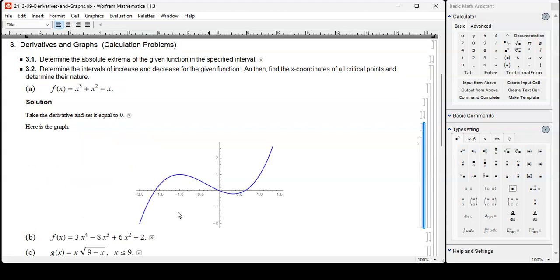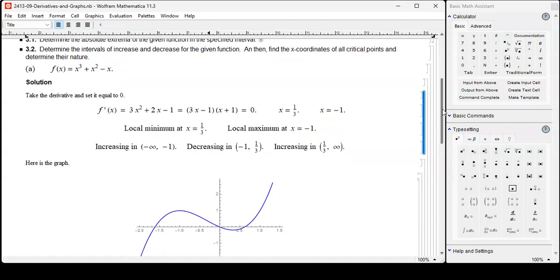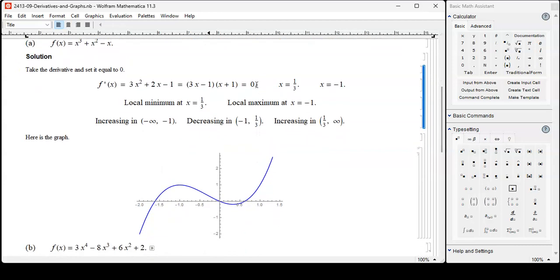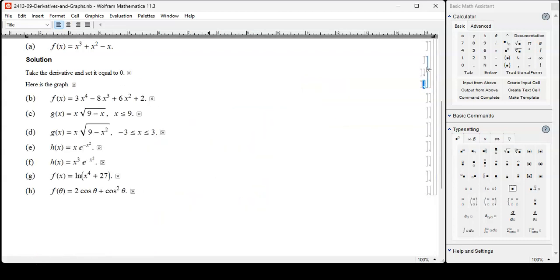Here's the graph. We expect local maximum here, local minimum here, increasing, decreasing, and increasing. And then taking the derivative and setting it equal to 0, we get a quadratic equation. Factor and solve, we get 1/3 and -1. Local minimum at 1/3, local maximum at -1, and so on and so forth. Yeah, that wasn't too bad.